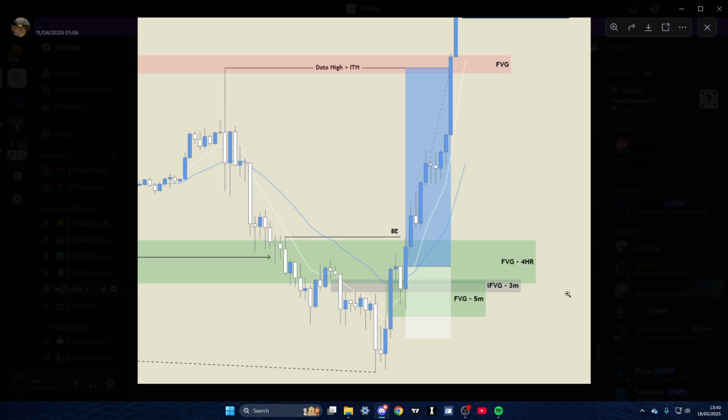intermediate term low in this 4-hour fair value gap. So I'm guessing price came lower, took this out and then moved price higher. I don't remember this trade very well. So yeah, I used an SMT at the lows to send price higher for this trade.